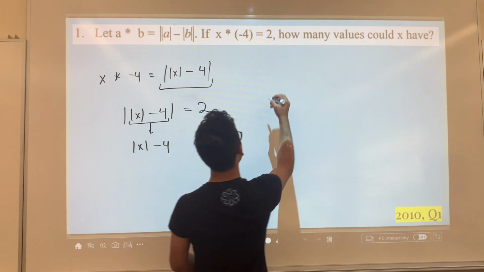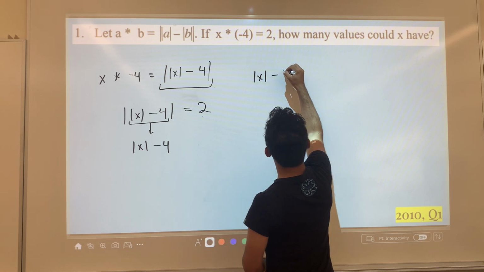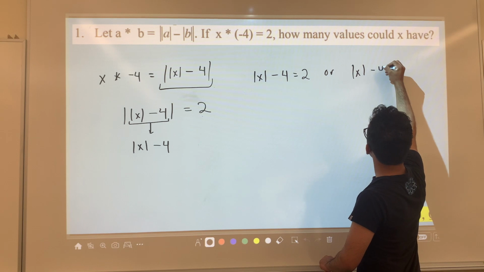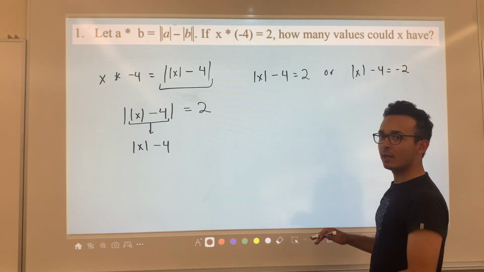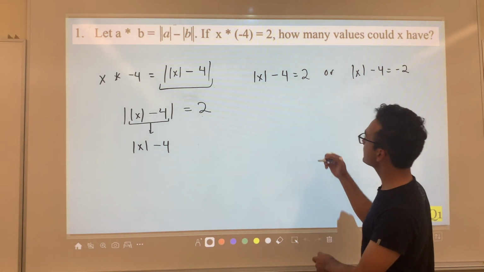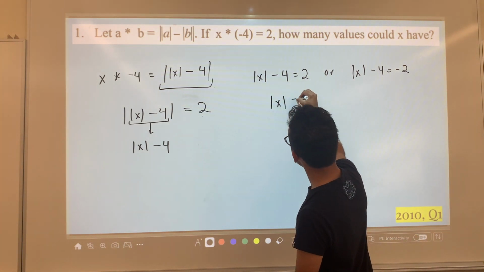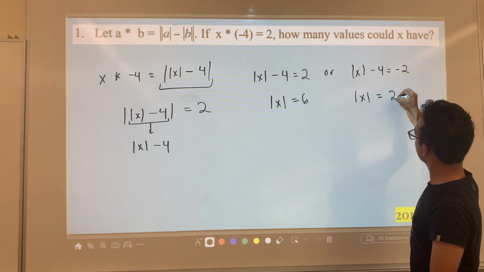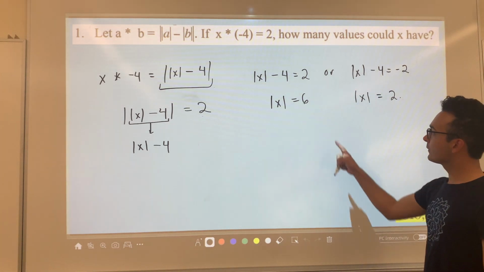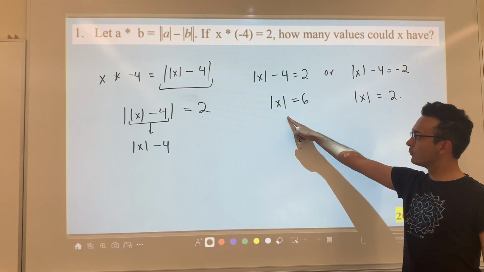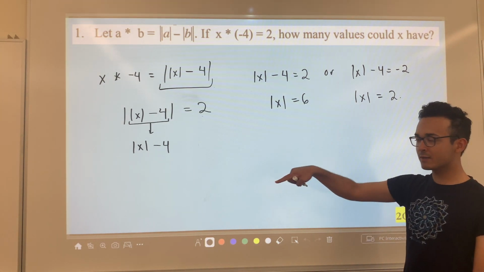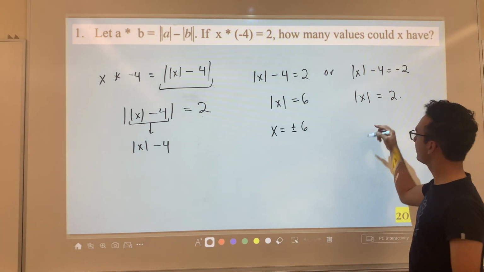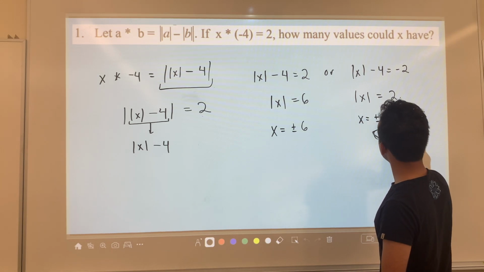So let's write that over here. The absolute value of x minus 4 is equal to 2, or the absolute value of x minus 4 is equal to negative 2. Now all we have to do is add 4 to both sides. Over here we get the absolute value of x is equal to 6. And over here we get the absolute value of x is equal to 2. Now, because this is an absolute value, we realize that x can either be 6 or negative 6. So we say x is equal to plus or minus 6. And over here, x is equal to plus or minus 2.